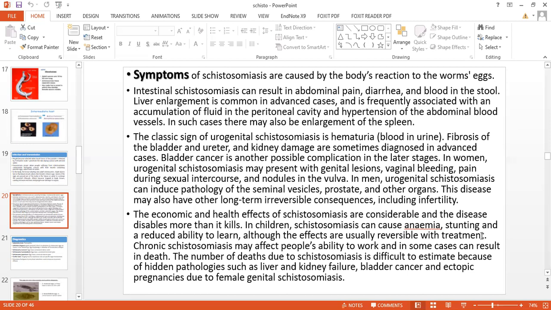The number of deaths due to this disease is difficult to estimate because of hidden pathologies such as liver and kidney failure, bladder cancer, and ectopic pregnancy due to genital schistosomiasis. These are the hidden pathologies. We cannot actually quantify the burden.